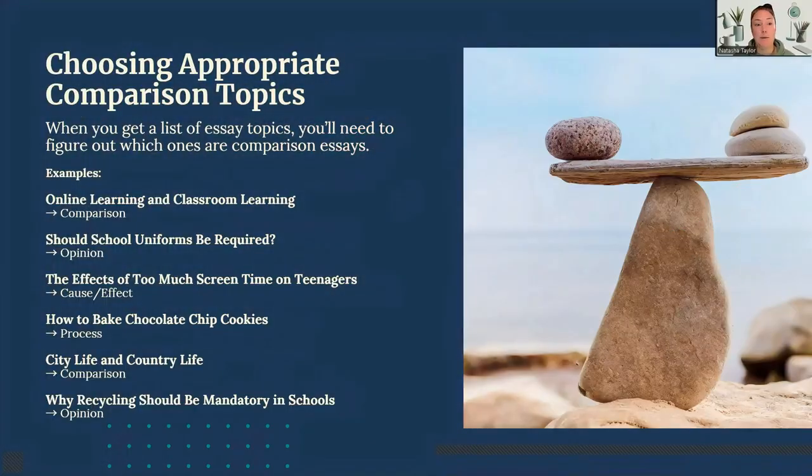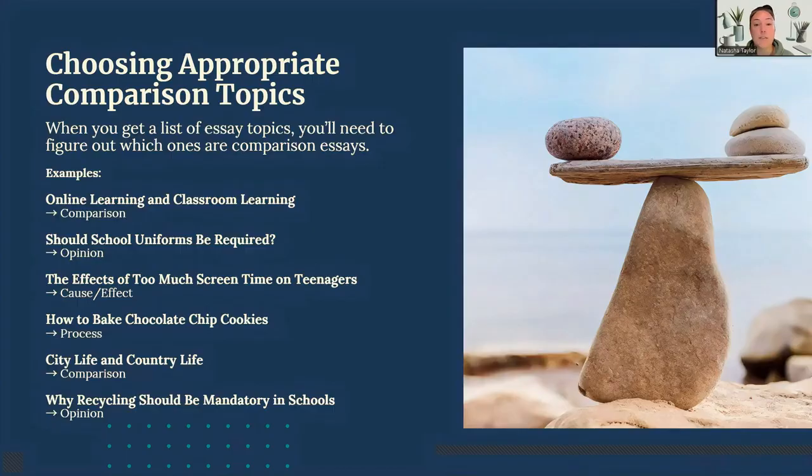So let's practice together. For choosing appropriate comparison topics, when you get a list of essay topics, you'll need to figure out which ones are comparison. Here are some examples. Online learning and classroom learning. You can compare these. There are two different types of learning. Should school uniforms be required? That's more of an opinion type of essay. Then there's the effects of too much screen time on teenagers. That's a cause effect. Then there's how to bake chocolate chip cookies. That's more of a process, how to complete a process.